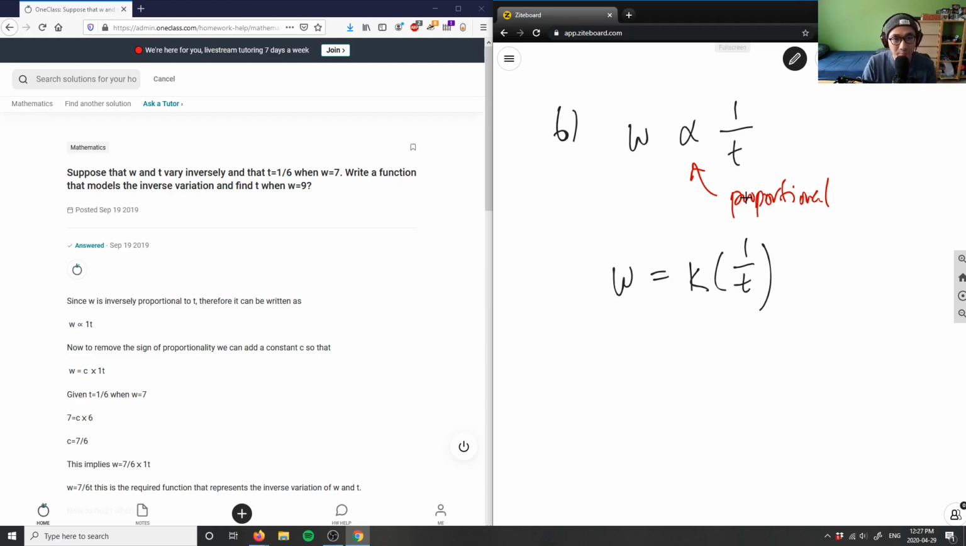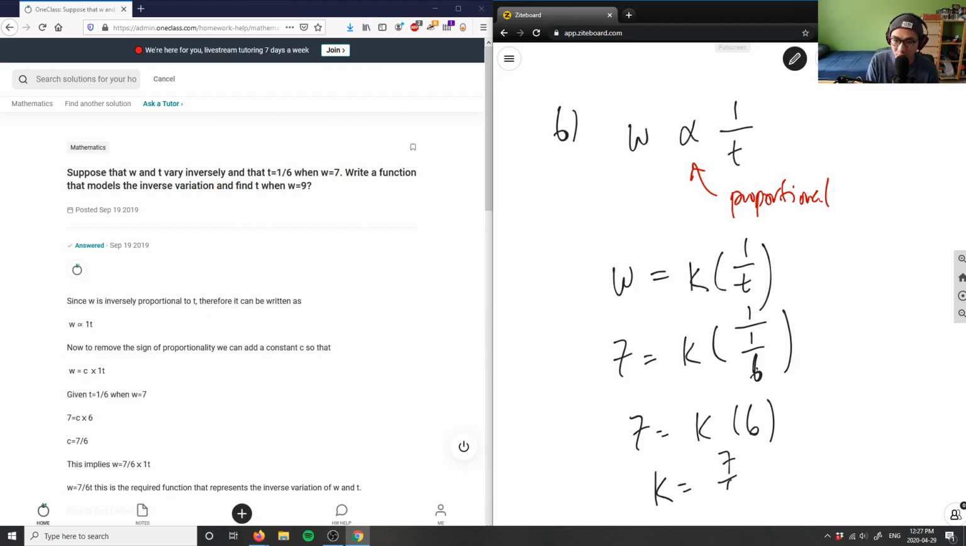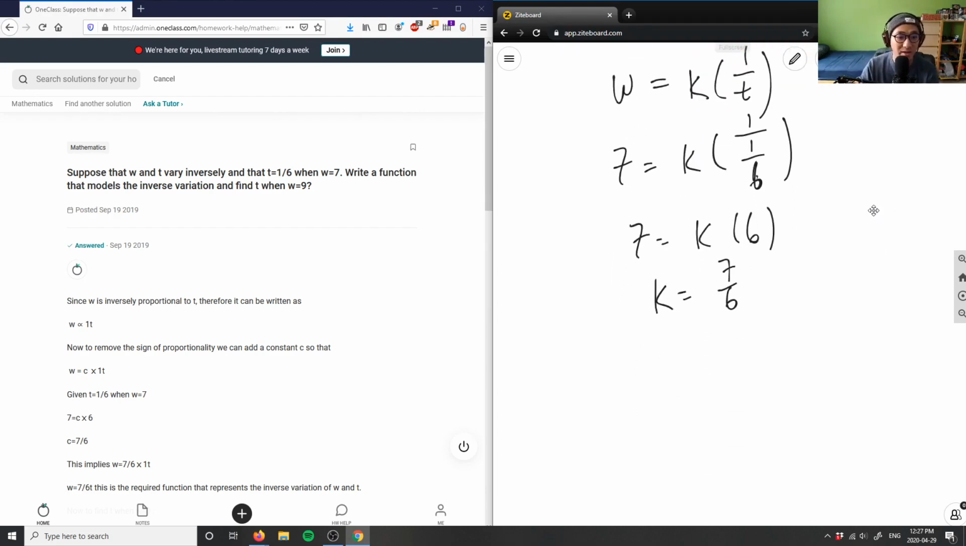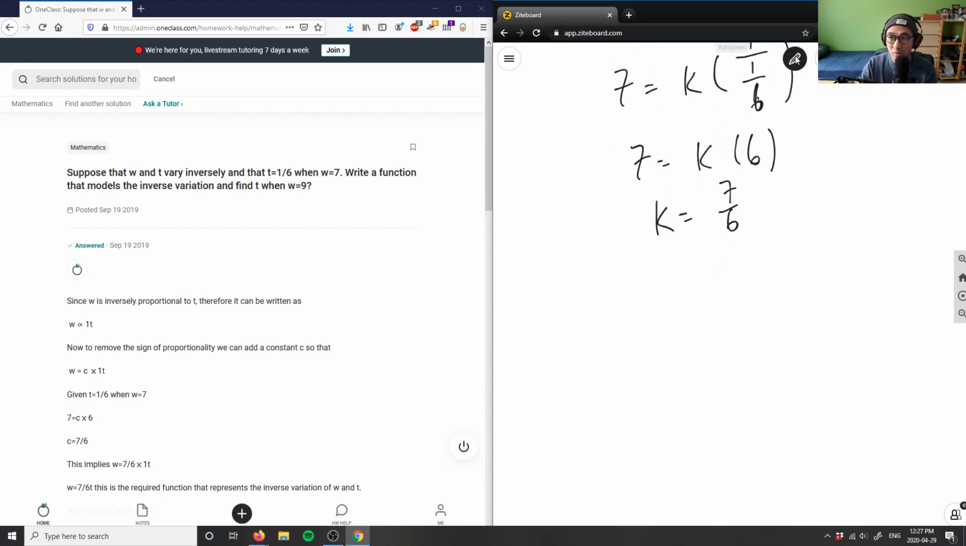And it says here that t equals 1/6 when w equals 7. So basically, I'm solving for the constant first. I'm going to say w equals 7 equals k times 1/t, which is k over 1/6, that is 6k, and then k would equal 7/6. So that's my proportionality constant for this equation. And it's saying write a function that models the inverse variation and find t when w equals 9.